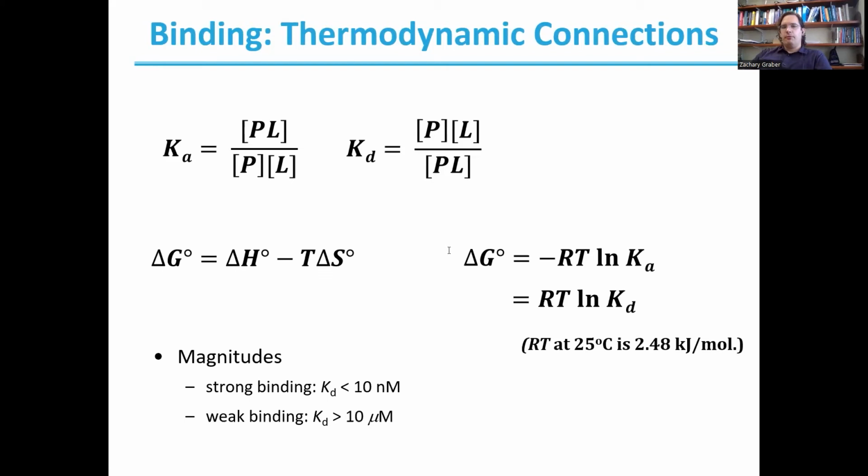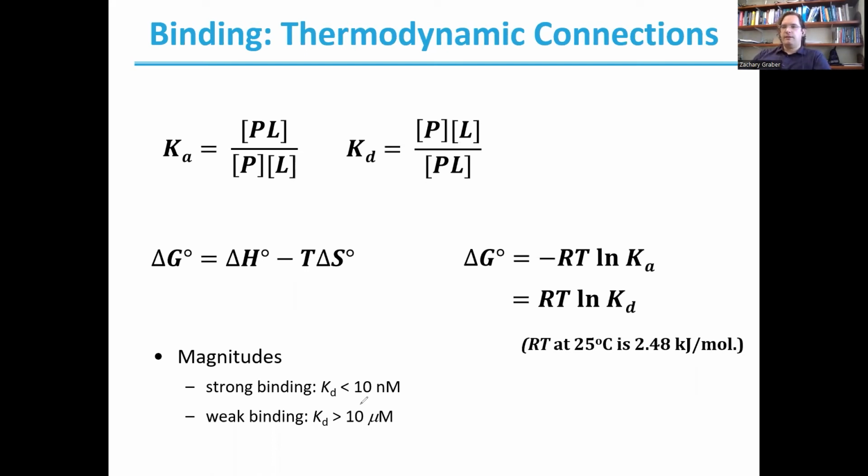So our Kd, right, will relate to the relative amount of protein that will bind to ligand. It also will relate to the free energy of that interaction. And so the Kd is generally a convenient measurement for the overall strength of the interaction between our protein and our ligand. In general, a strong binding interaction would be around the nanomolar range.